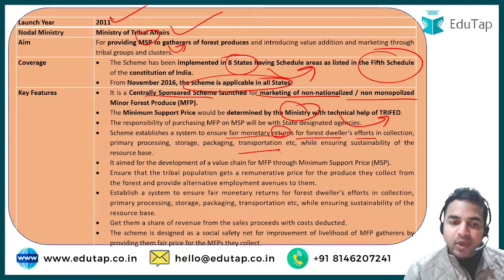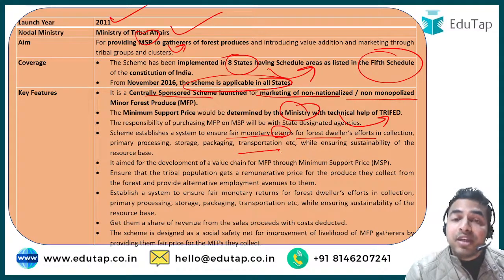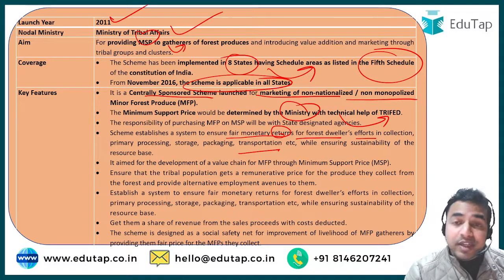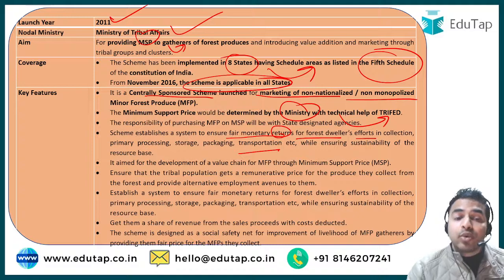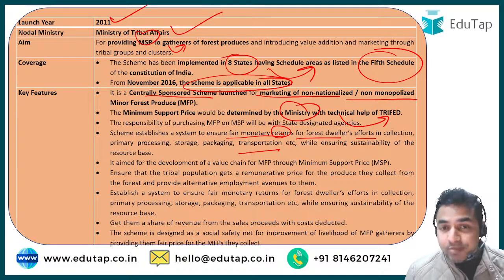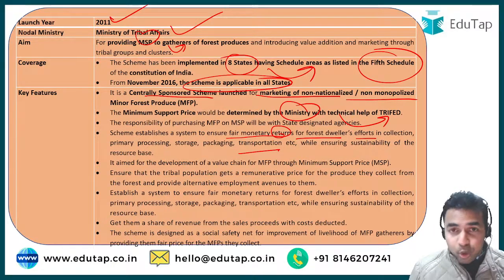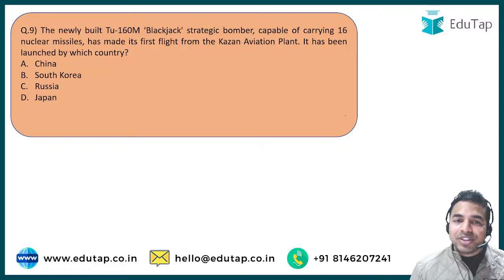So you can understand very clearly why exactly this scheme has been launched and what the main idea behind it is, that is marketing the minor forest produce gathered from these non-nationalized and non-monopolized MFPs. Okay, and this is a centrally sponsored scheme, and under this they are going to provide a minimum support price for their produce as well. So that was all the major part of this scheme. I hope that it is very much clear, and now let's move on to the next question.